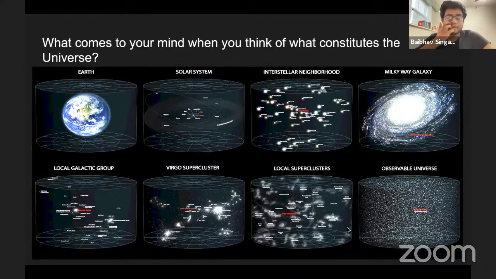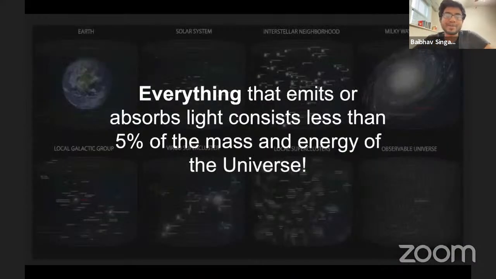But what if I tell you that everything you just saw in the previous image, even the light coming from the entire box of the observable universe, constitutes just 5% of the mass and energy of the universe? It's sort of surprising, right? That's what we have found out after years of exploration, and we are now pretty sure that's about the right number. Everything that either emits or absorbs light consists of even less than 5% of the total mass and energy of the universe.